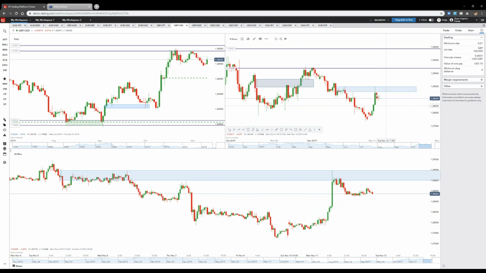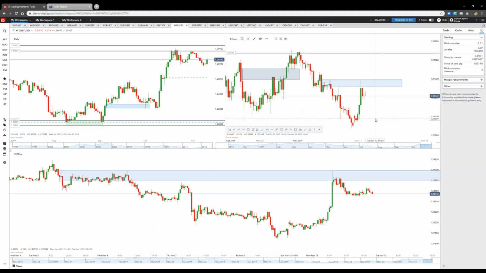But at this point, I am now flipped. I am now looking bearish, and I am now looking for price to run back down to really the 128 flat area. Okay.